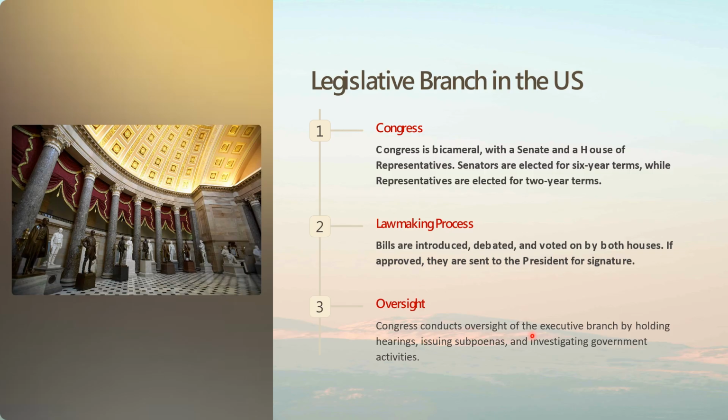On the oversight side, Congress conducts oversight of the executive branch by holding hearings, issuing subpoenas and investigating the government's activities. So the legislative branch plays a crucial role in shaping the country's laws and policies, ensuring accountability and representing the interests of the citizens.